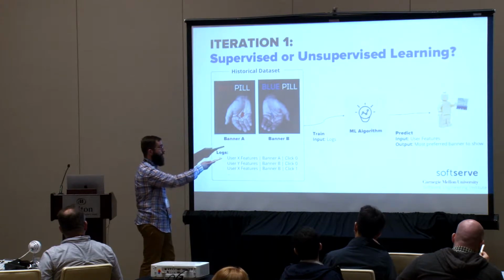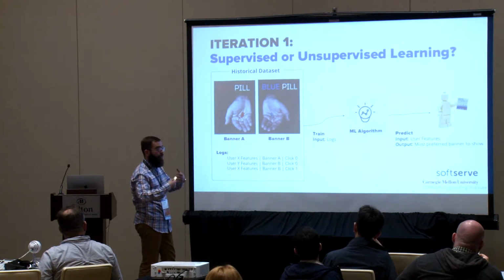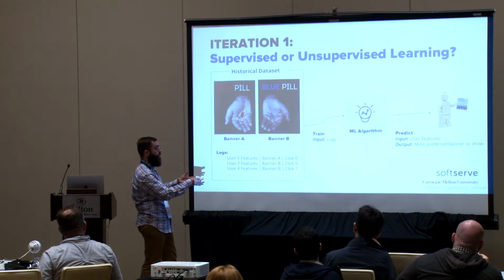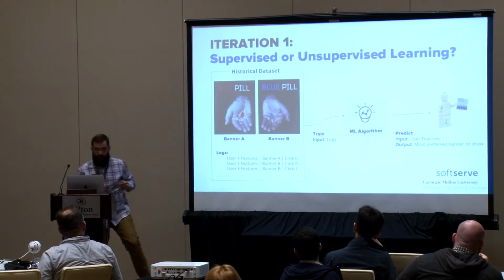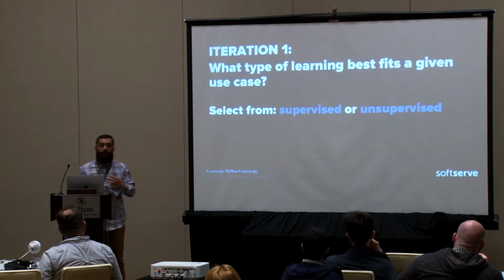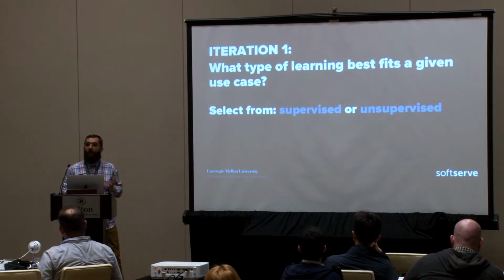So 0 stands for no click, meaning there was no click, and 1 means that the actual user clicked on that banner. So in our case, what do you think? What type of learning are we dealing with, and what type of learning will fit this problem the best? Any clues? Why supervised?